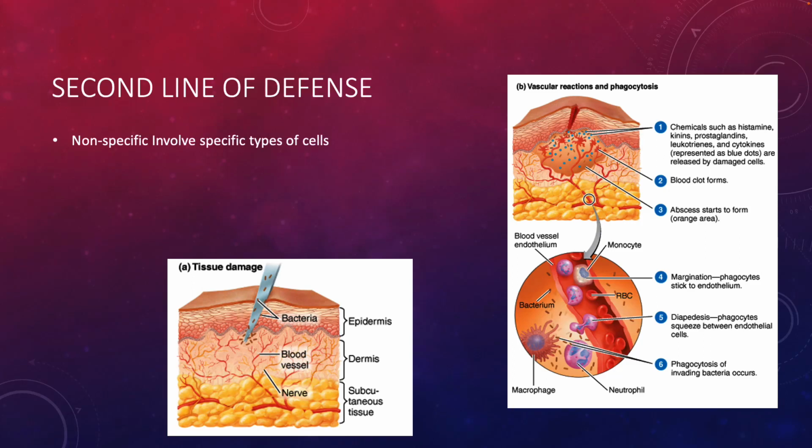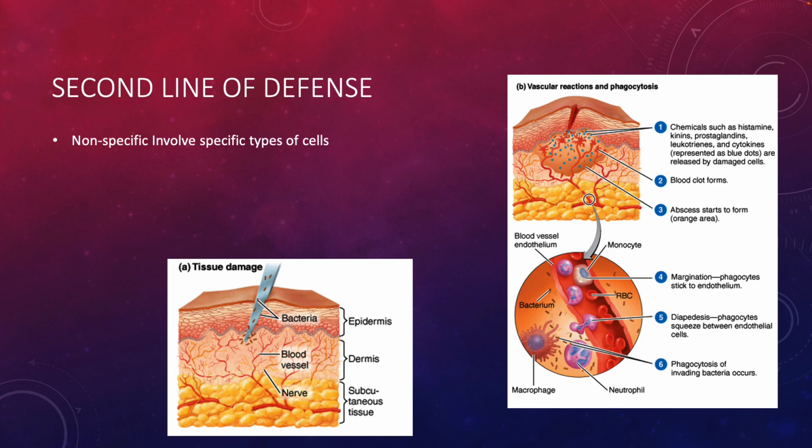Next, we can talk about our second line of defense. So we worry about the second line of defense if our first line of defense has been breached. The second line of defense is also considered part of the innate immune system. It is nonspecific and it is present from birth.